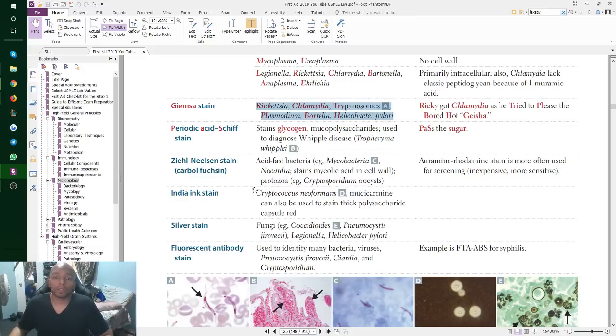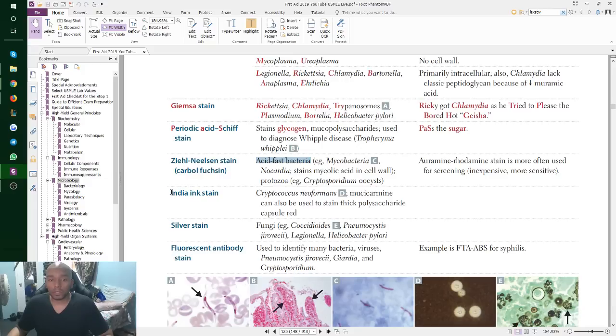Carbol fuchsin is almost always going to be a question about mycobacteria. Carbol fuchsin or Ziehl-Neelsen stain is actually a stain for acid-fast bacteria. These stain the mycolic acid in the cell wall of Nocardia and Mycobacteria, and you can also stain protozoa with it, like Cryptosporidium oocyst. Auramine-rhodamine stain is more often used for screening, inexpensive, and more sensitive, rather than the Ziehl-Neelsen. So just a lot of extra information.